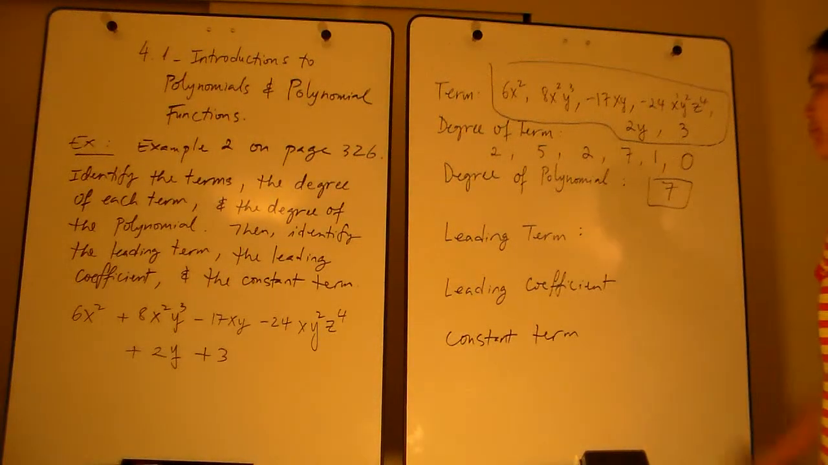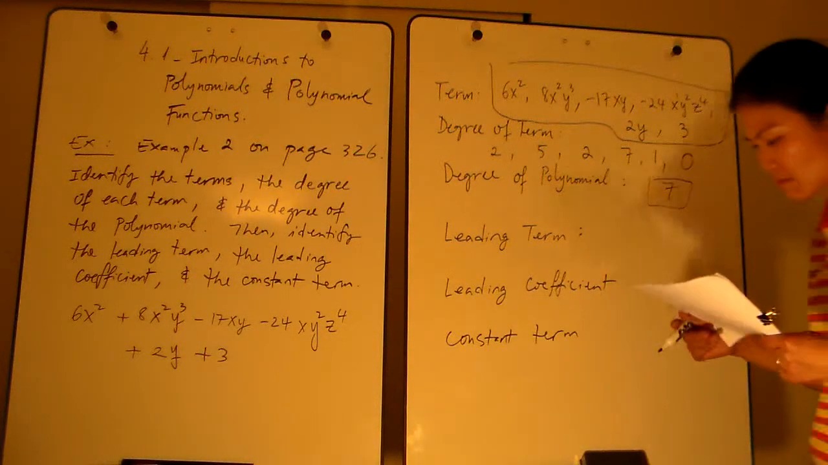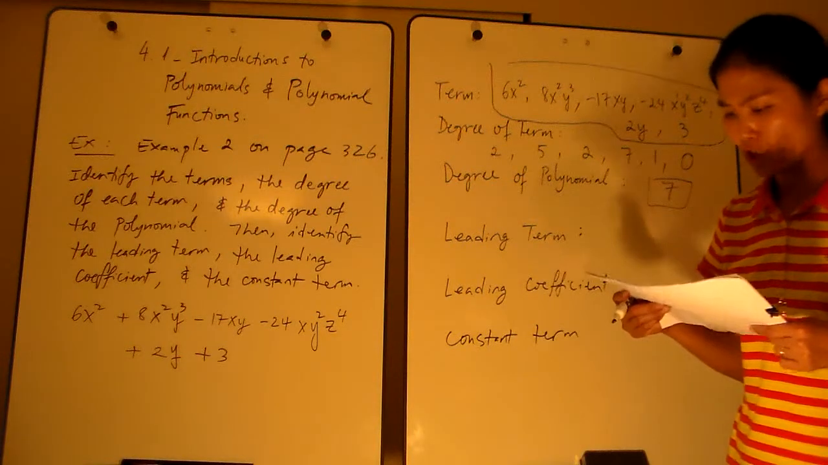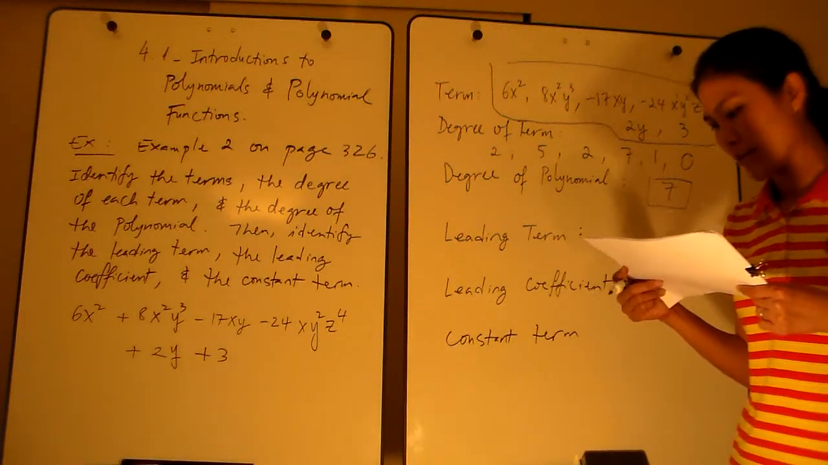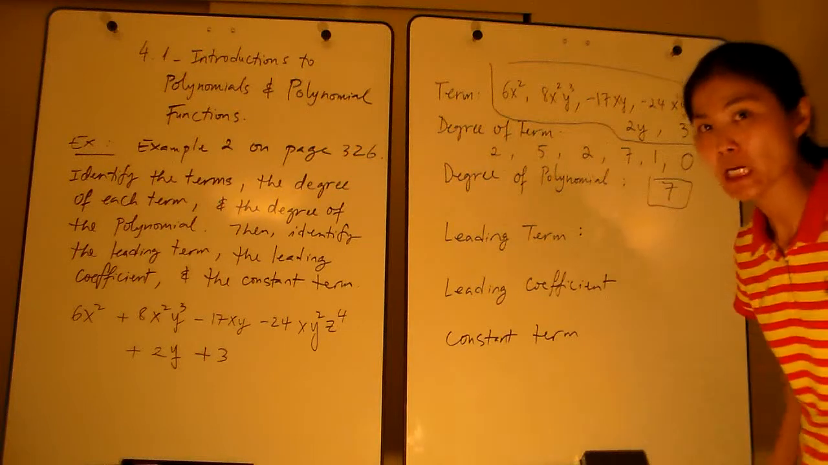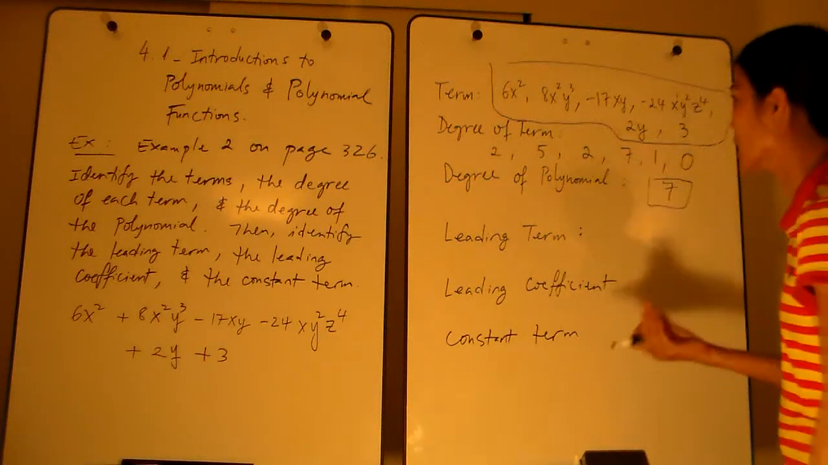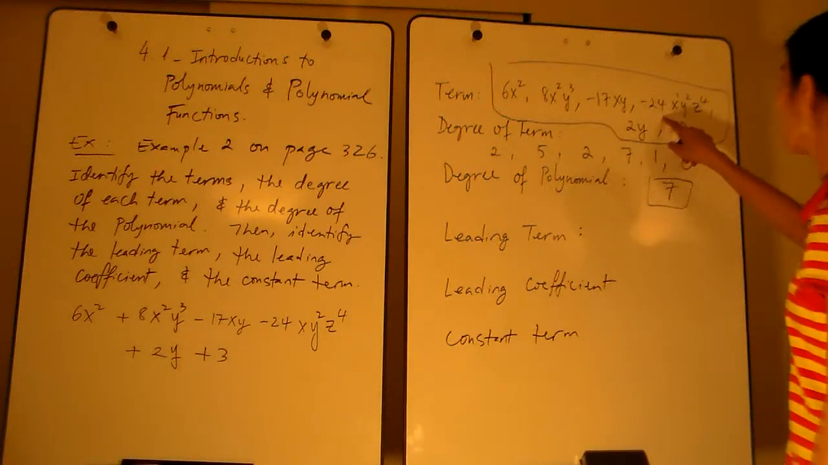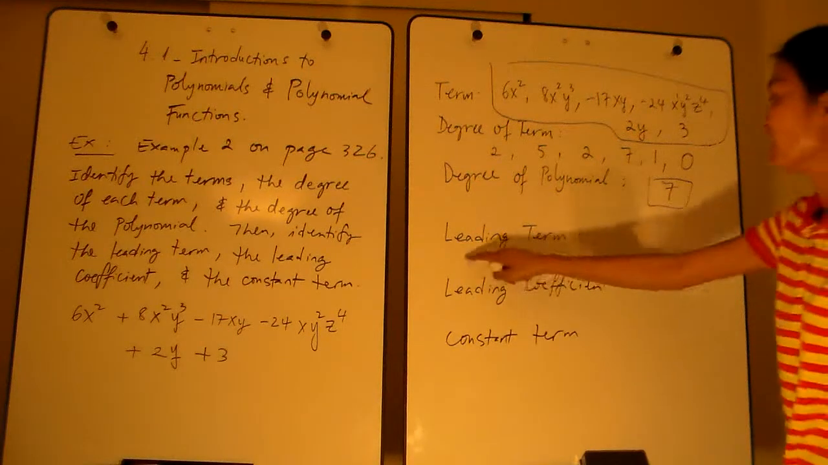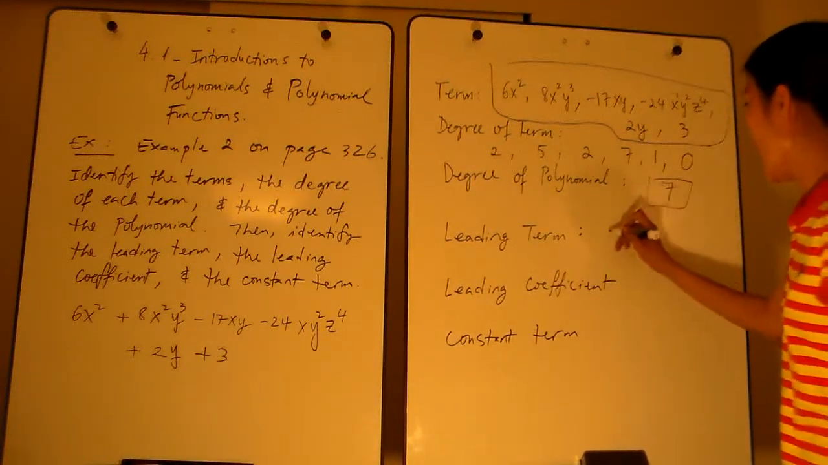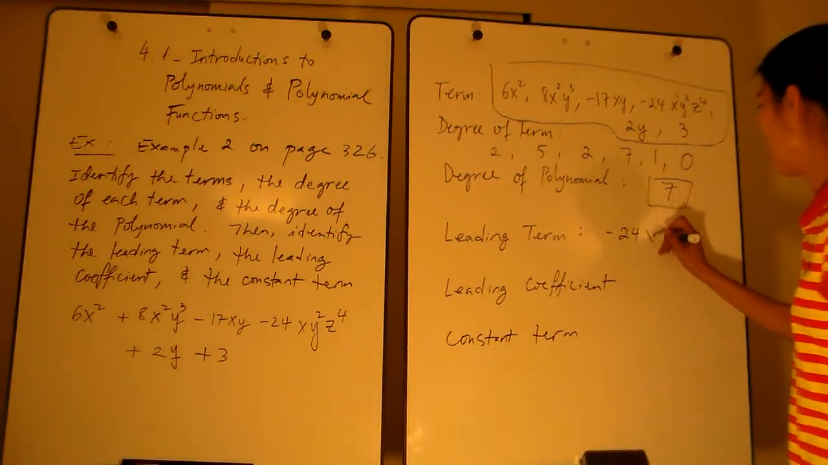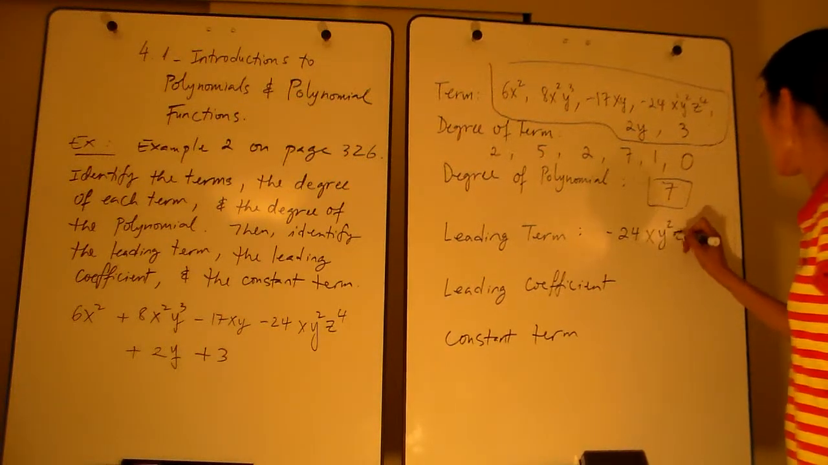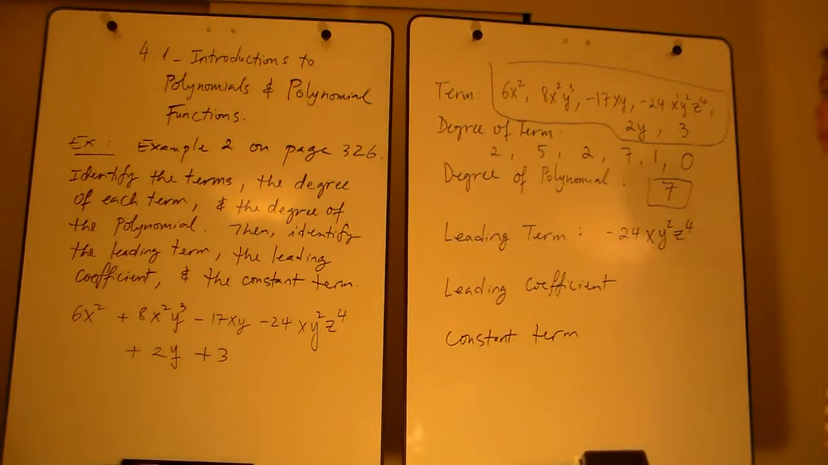Leading term. What is the leading term? The leading term of a polynomial is the term of highest degree. You know the highest degree is 7, which is the fourth term. So the leading term is negative 24 x y squared z to the fourth power.